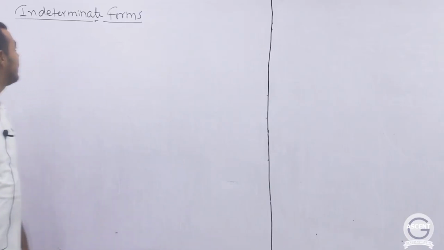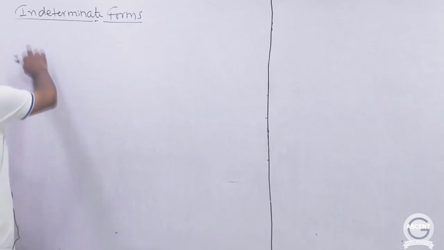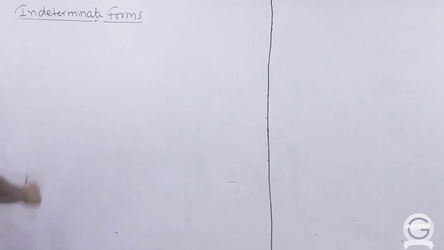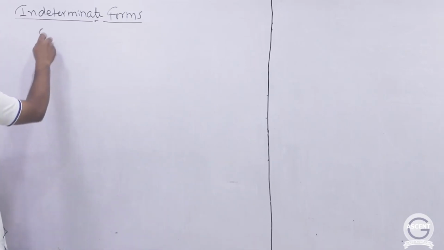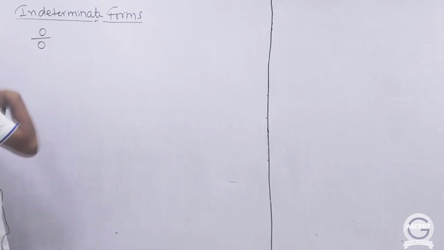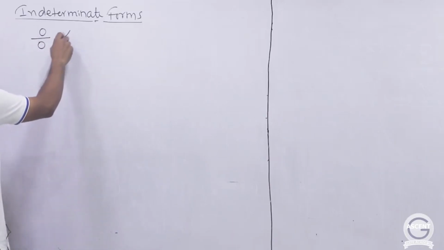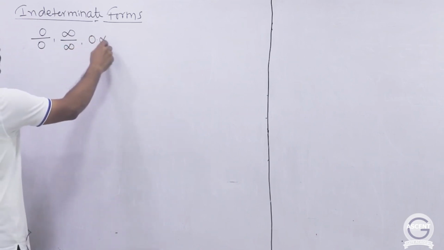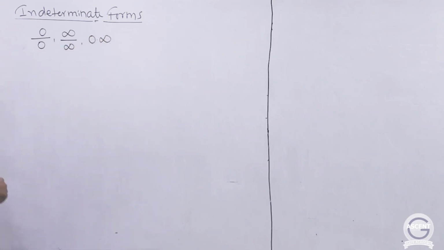Okay, so next we have to learn about indeterminate forms. In total there are 7 indeterminate forms. The first indeterminate form is 0 by 0. The second indeterminate form is infinity by infinity. The third one is 0 into infinity. Now, why am I calling these forms indeterminate?